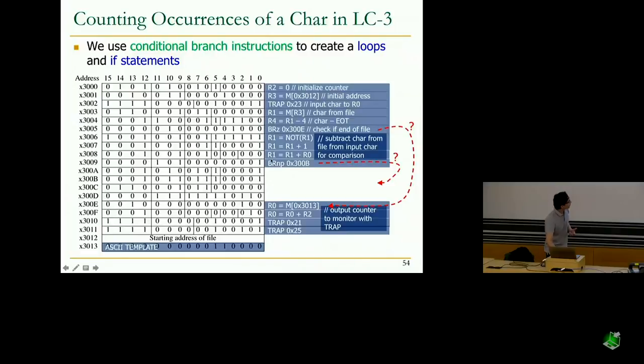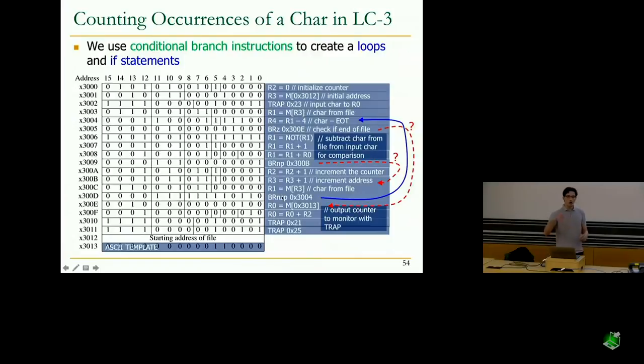So if it's not, we will jump to the next instruction where we increment the address. But if they are equal, we have to increment this counter. In both cases, we need to read the next char from the file, and finally, this unconditional branch brings us to the beginning of this code, where we again go to memory, read one new char, compare it to the char that was taken from the input, and in case they are equal, we increment the counter.